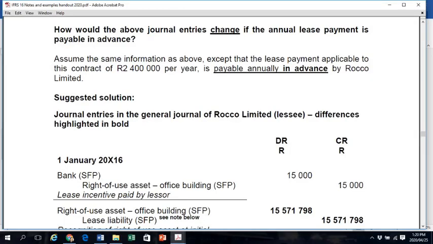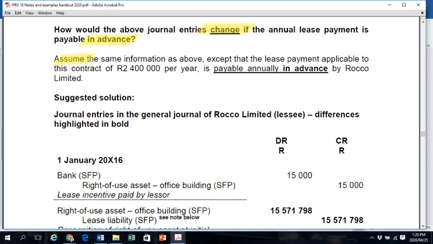Example 10 looks at the journal entries for the initial measurement of the right of use asset and the lease liability. In the example of Rocco Limited, the annual lease payment is payable in arrears. We will now look at how the journal entries would change if the annual lease payment was payable in advance.